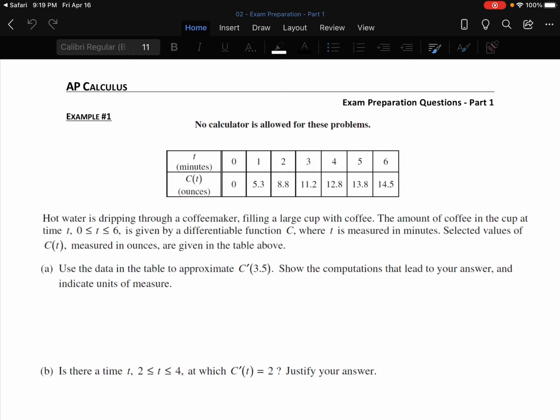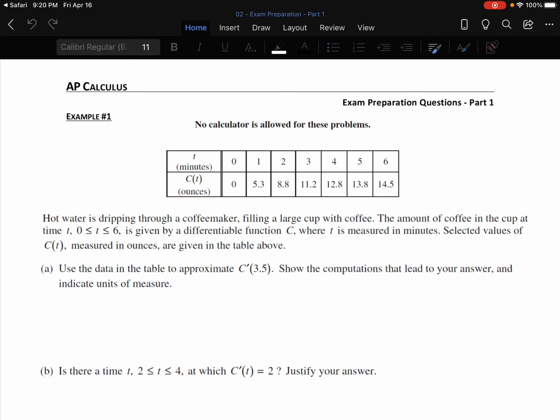It says use the data in the table to approximate C prime at 3.5. Show the computations that led to your answer and indicate units of measure. So they're laying it all out for you, what you're trying to accomplish. But this question can be very surprising because it doesn't look a lot like other questions. Oftentimes when they ask for the derivative at a certain value, they give you the equation. Here they haven't given you the equation. They've gone back to a table of values. And even worse, C prime at 3.5. 3.5 doesn't even appear on the table, and that can catch you off guard too.